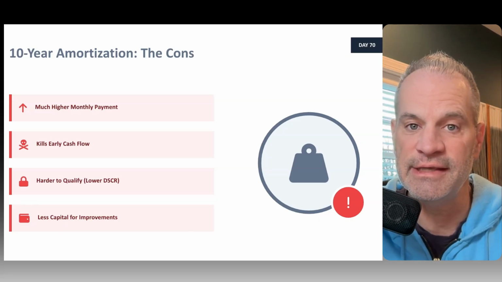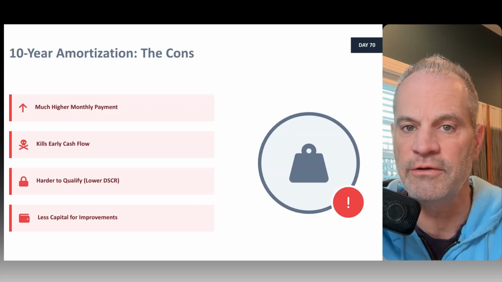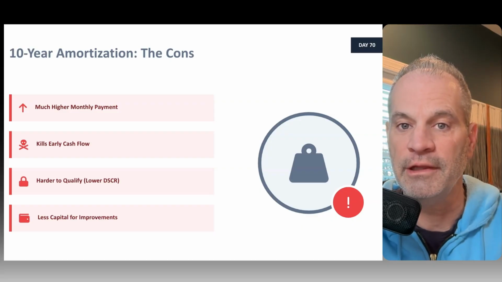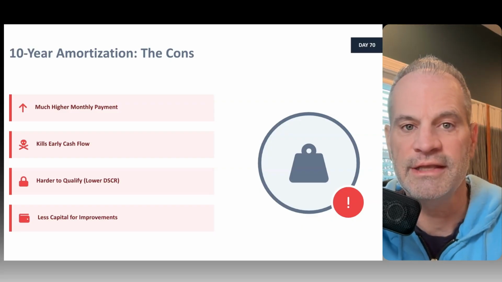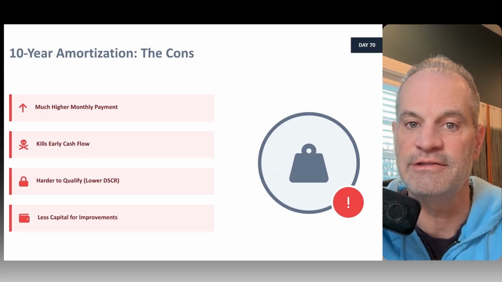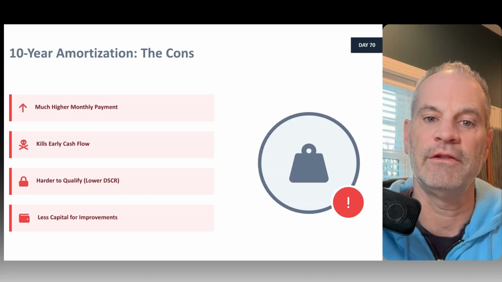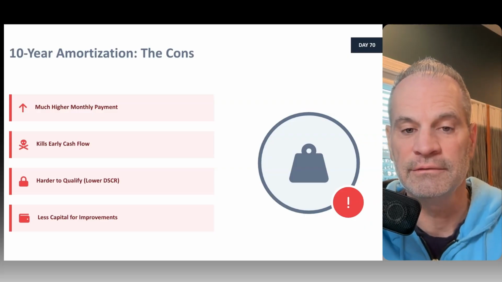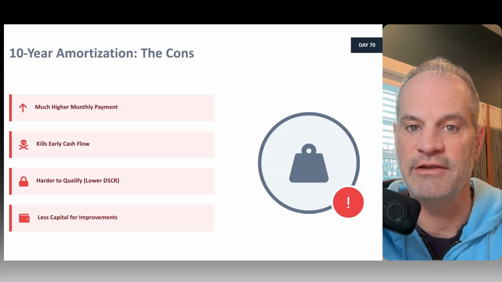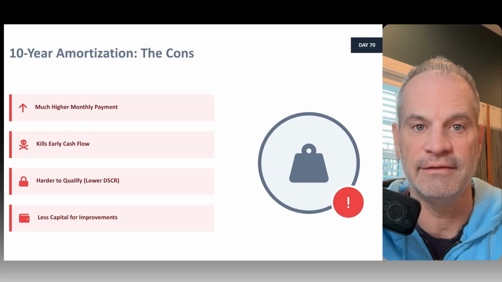Lenders use that DSCR, debt service coverage ratio, and a higher payment lowers that ratio. A lower DSCR means the bank sees the deal as riskier, making approval much tougher. So while you pay off the loan faster, you might not even get the loan. So let's look at a concrete example to see how dramatic this cash flow impact is.